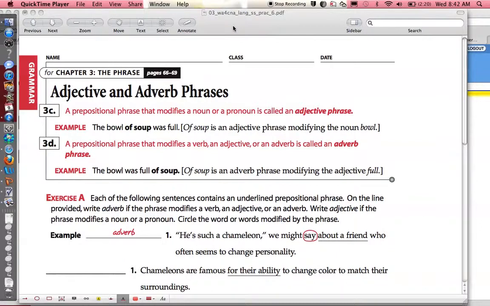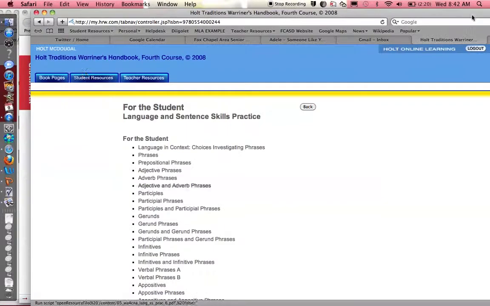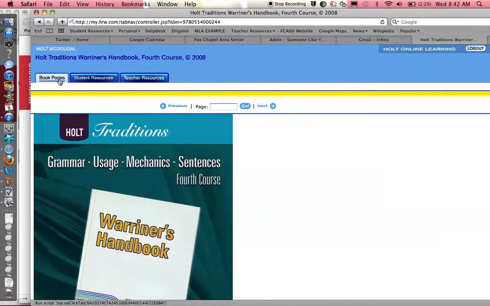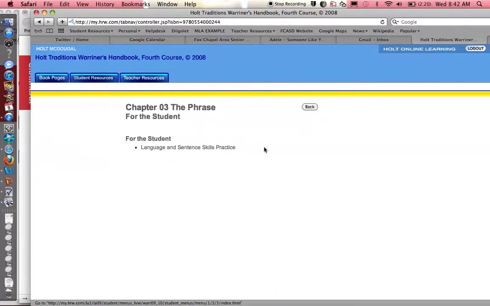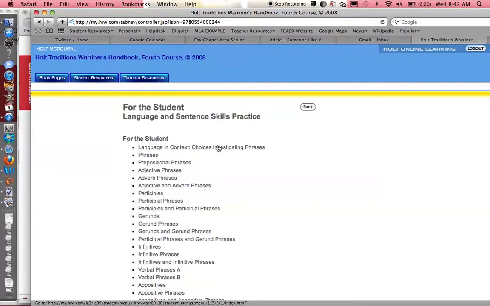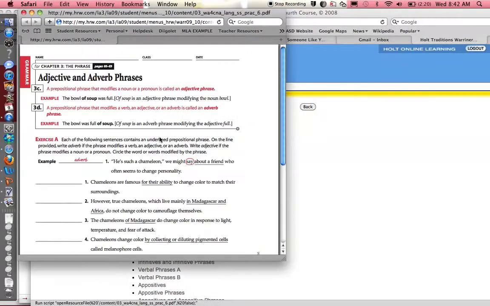You can find this page on your Holt online textbook. If you're in the book, it looks like this. You go to Student Resources, you go to the phrase, you go to Language and Sentence Skills, you click on Adjective and Adverb Phrases Practice, and here it is. This is the sheet. So you should pause the video now and get that sheet, print it off so you can follow along during the video.